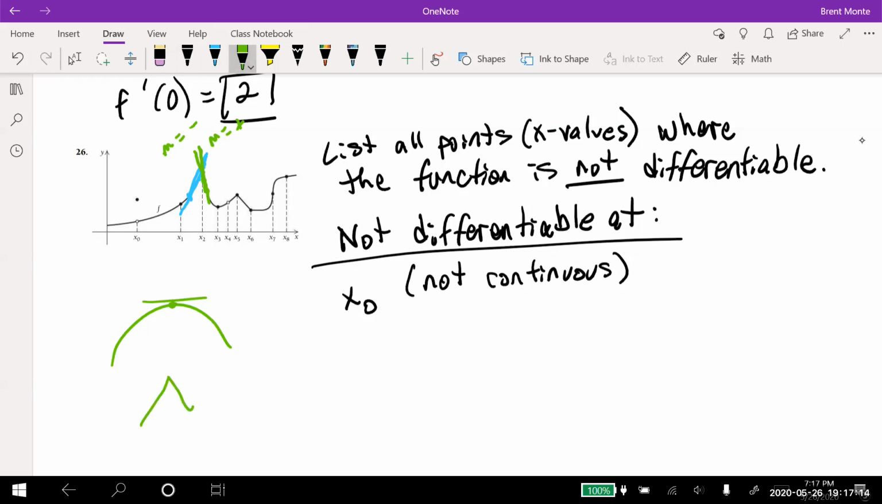So if I have a corner, I'm not approaching the same slope. Off to the left, my slope is this way. Off to the right, my slope is this way. They're not equaling each other. But over here they are.